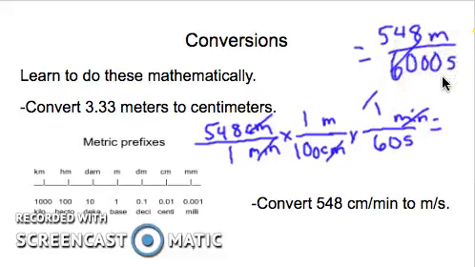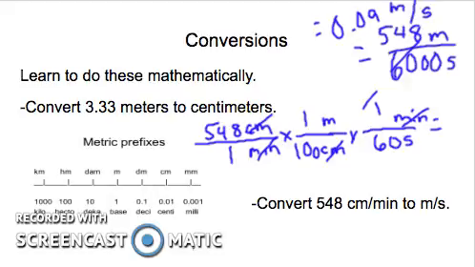So now all you have to do is go to the calculator. In your calculator, you just simply put the top number, 548, divided by the bottom number, 6,000. And you will get the answer, 0.09. And it's going to be 0.09 what? Meters per second. And that's how you do those.